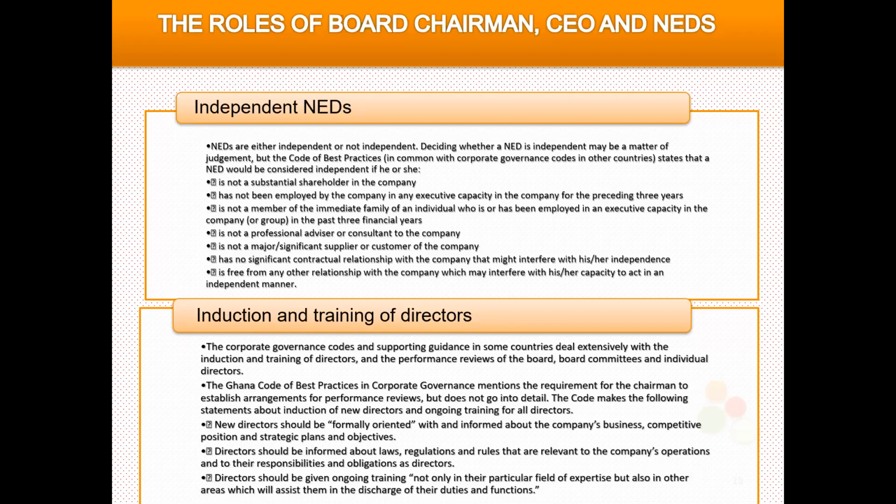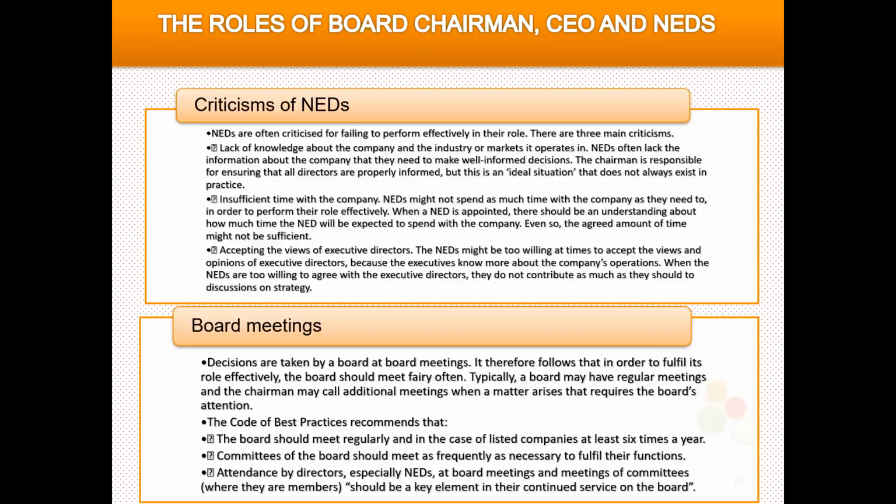So when it comes to training, what are we talking about? They should be formally oriented. So you are giving them the broad picture. What's the strategic picture? What's the competitive position of the company? They should also be informed about the laws and regulations that are relevant to the industry in which the company operates, number 2. Number 3, they should be provided ongoing training, even outside their field, not just in their field, to assist them in their duties. 3 levels of training.